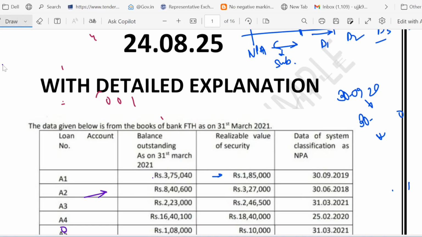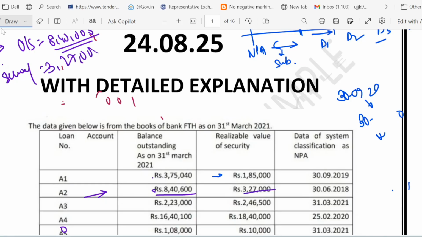So the first thing is loan outstanding. How much is the loan outstanding for A2? You can see 8,40,000. So let's write down 8,40,000 is the outstanding amount. How much is the security available? Security available is 3,27,000. Okay. Now friends, that means how much is the unsecured? So the unsecured portion is the difference, 8,14,000 minus 3,27,000. That would be 5,13,000. So this much is the unsecured portion. Right. Is it clear? 5,13,000 is the unsecured portion.